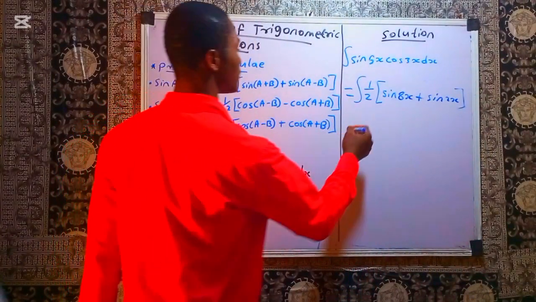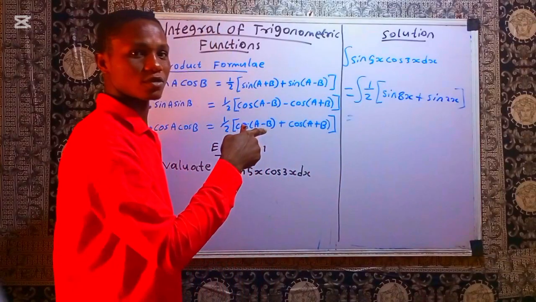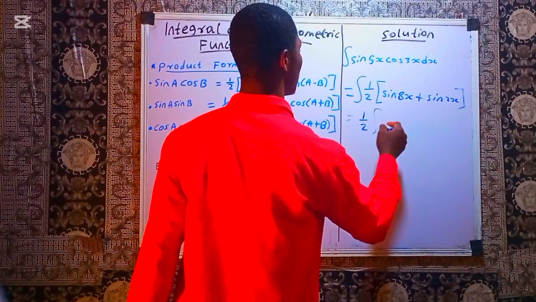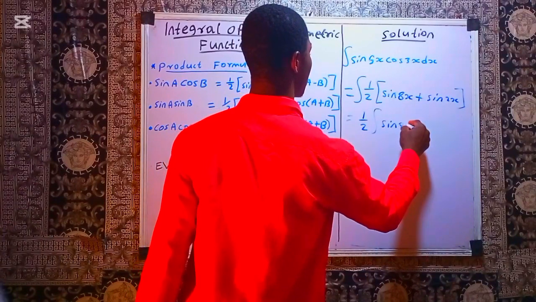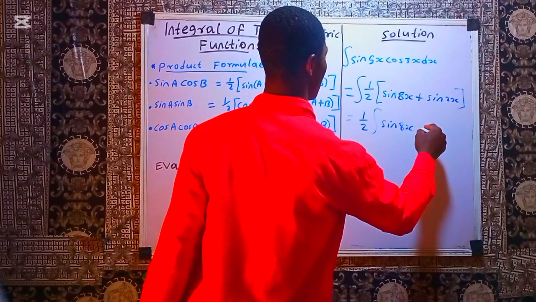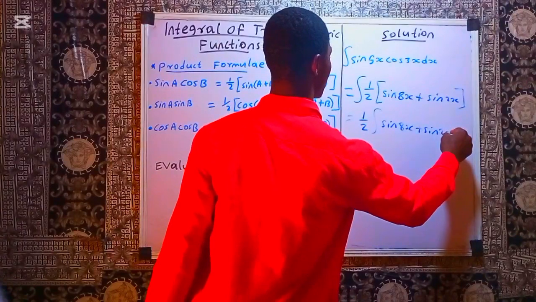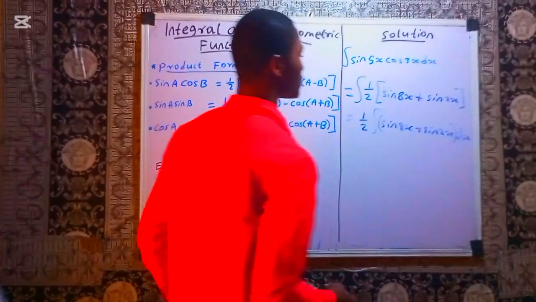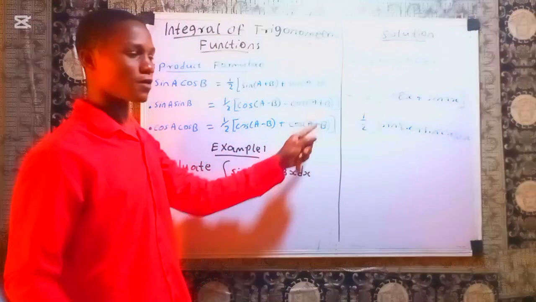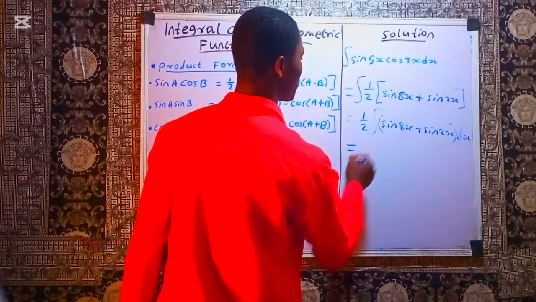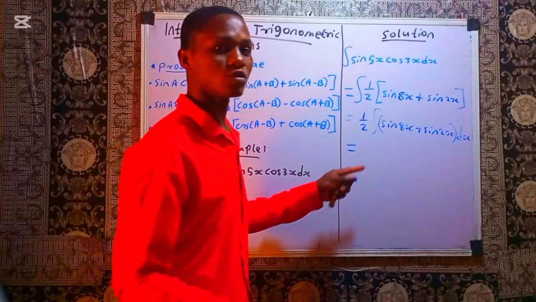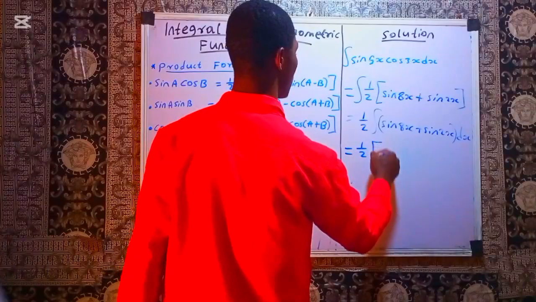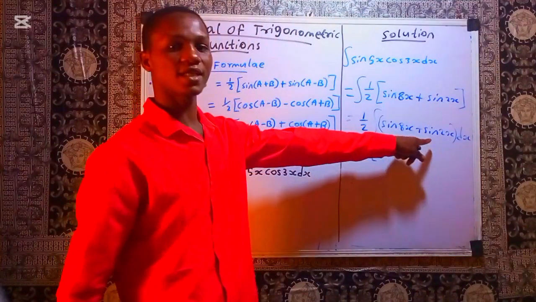So this is what we have, and then we can factorize half. So this will be half of the integral of sine 8x plus sine 2x with respect to x. So I just factorize this constant half out of the integration. So if you proceed, we are going to do the term by term integration. So we want to integrate sine 8x and sine 2x.